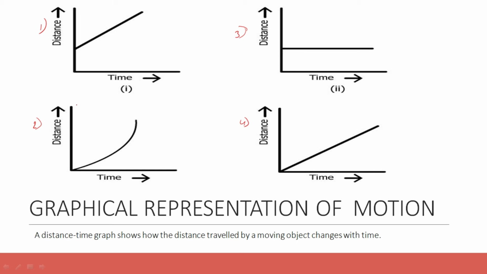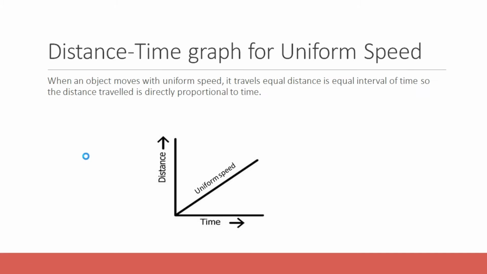The axis on which the distance is measured is known as the y-axis, and the axis on which the time is there is known as the x-axis. I hope you have learned about the axes in maths. This is the x-axis, this is the y-axis. So keep it in mind that always you have to take time on the x-axis and distance on the y-axis. And when you draw the graph, this will give you the distance-time graph for different types of motions.